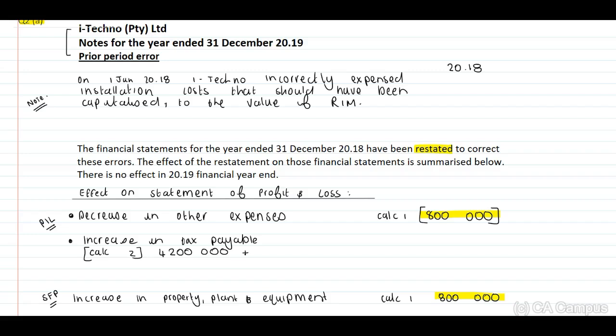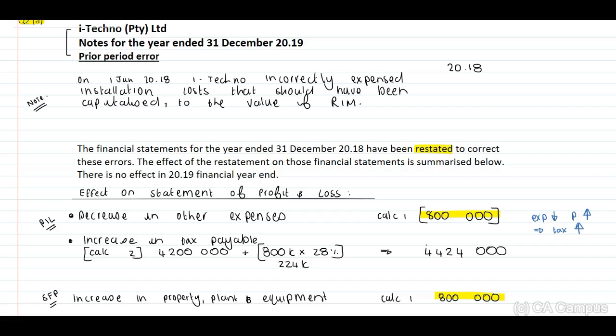If you look at the 800,000 correction on the right side of your screen, our expenses will decrease. If our expenses decrease, our taxable profit will increase. If our taxable profit will increase, our tax payable will increase. Therefore, we need to add the 800,000 times 28%. This will be 224,000, and our income tax will increase to the value of 4,424,000.